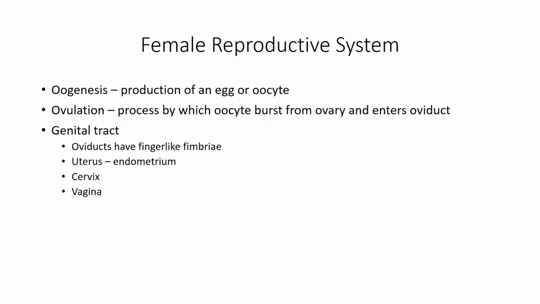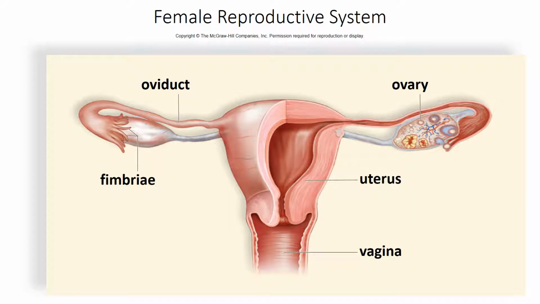Now, female reproductive system, you have oogenesis, which is production of an egg or an oocyte, however you want to say it. Ovulation, that's when the oocyte bursts from the ovary and is going to go into the oviduct, or your fallopian tubes, and it will rest down inside the uterus. Okay. And here's a picture of all this.